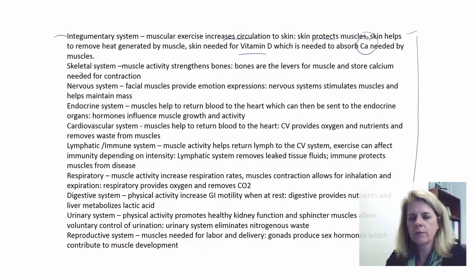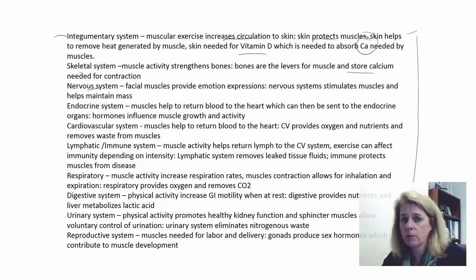Your skeletal system. You can't move without your bones and skeletal system working together, right? Your bones store calcium that you need for muscle health. Your nervous system. Muscles don't move without nervous innervation. And the nervous system is also a way we express emotion, and so you smile and frown. That's using your nervous system and your muscles together.